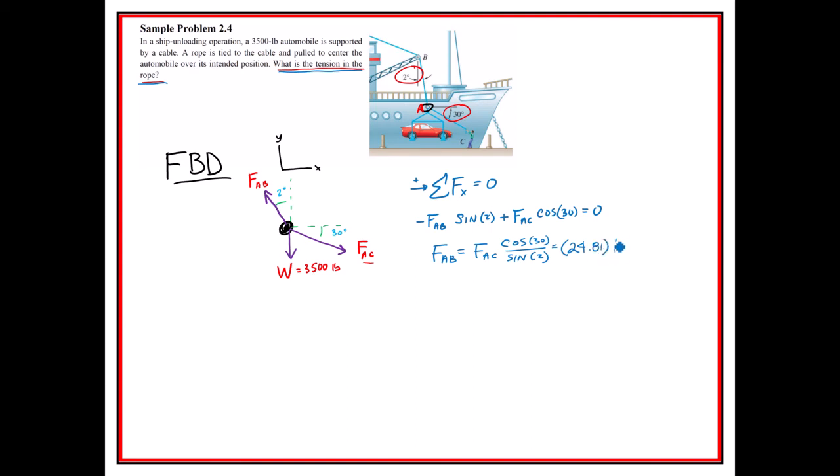24.81 FAC. And now is a really good time to take just a pause and think about what that means. What that says is that the tension in that cable AB is almost 25 times the tension with which that rope is being pulled. That's a real understanding piece of information. And now we take the sum of the forces in the y direction, because we can't go any further right up there.